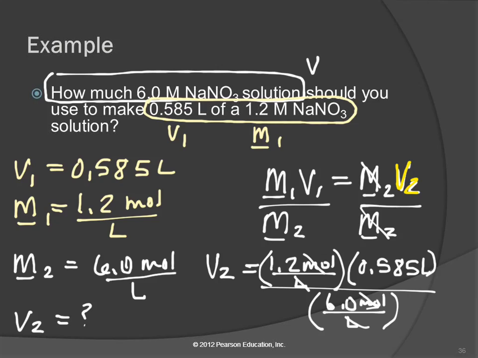So we have 1.2 times 0.585 divided by 6. How many sig figs should this answer have? 2. 0.12, and the unit is liter. Any questions? Solving this problem is the same as solving a Boyle's law problem with volume and pressure of gases. Mathematically, it's exactly the same.